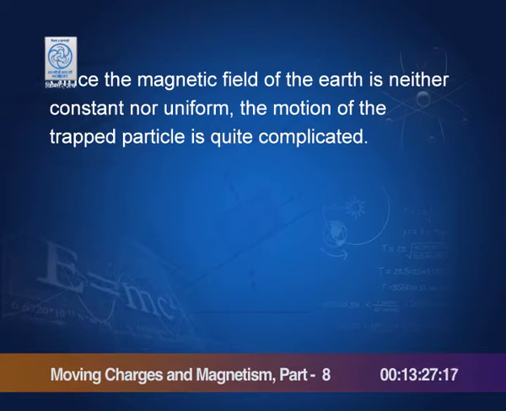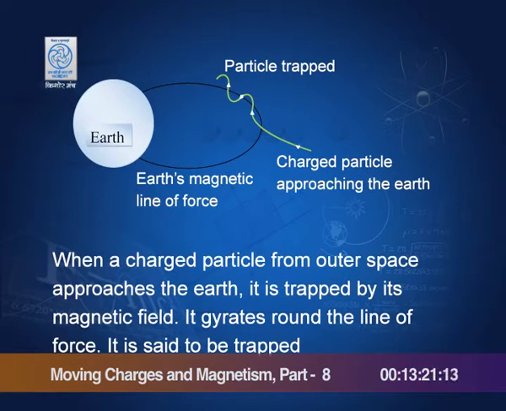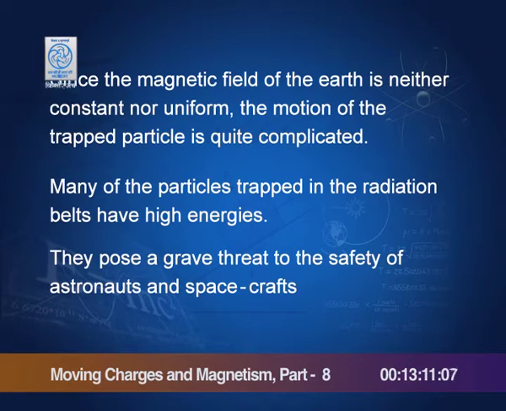It cannot penetrate the earth's magnetic field. Since the magnetic field of the earth is neither constant nor uniform, the motion of the trapped particle is quite complicated. I have shown a simple picture, but that is not the case. It is a very complicated thing, because the magnetic field varies both in time and space. Many of the particles trapped in the radiation belts have high energies. They pose a grave threat to the safety of astronauts and spacecrafts.